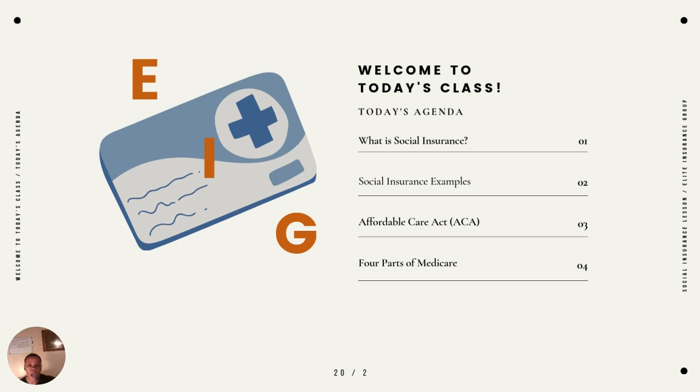So we're going to be talking about exactly what is social insurance. I'm going to give you some social insurance examples. We'll also go through the details about the Affordable Care Act, or it may be abbreviated on your exam, ACA, as well as the four parts of Medicare.